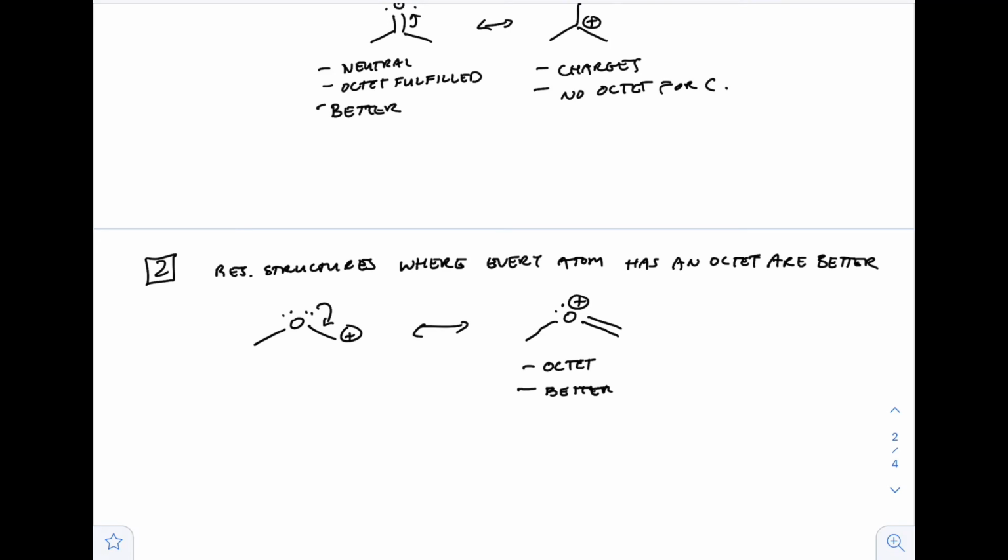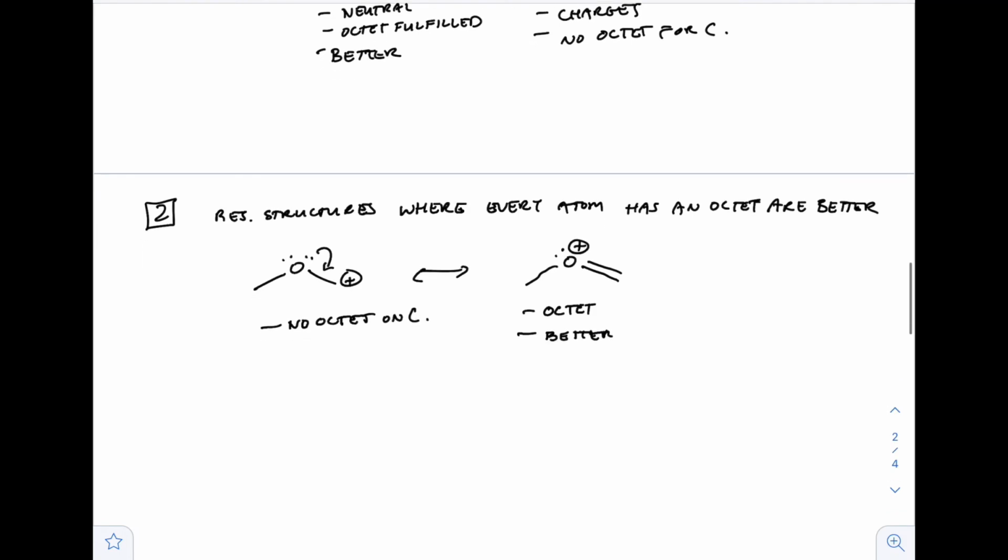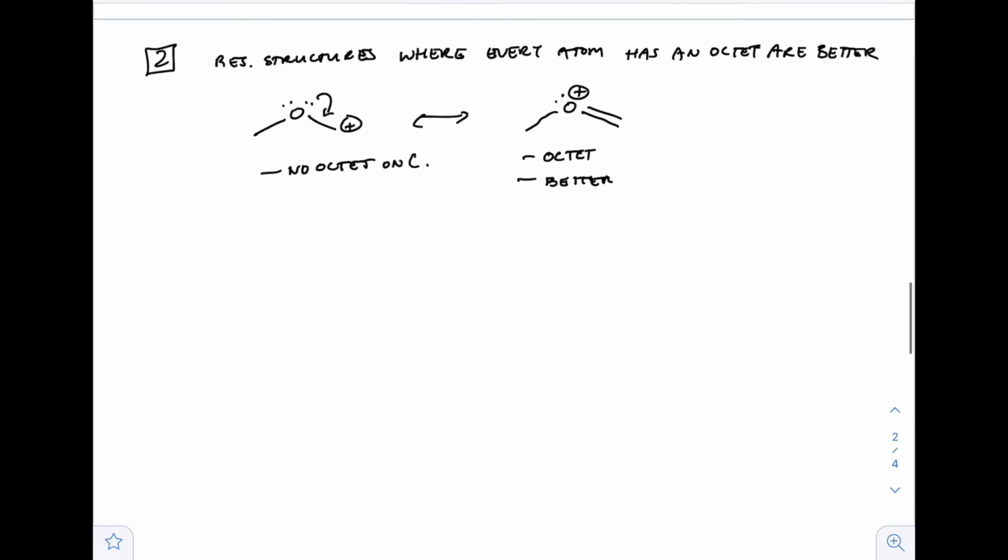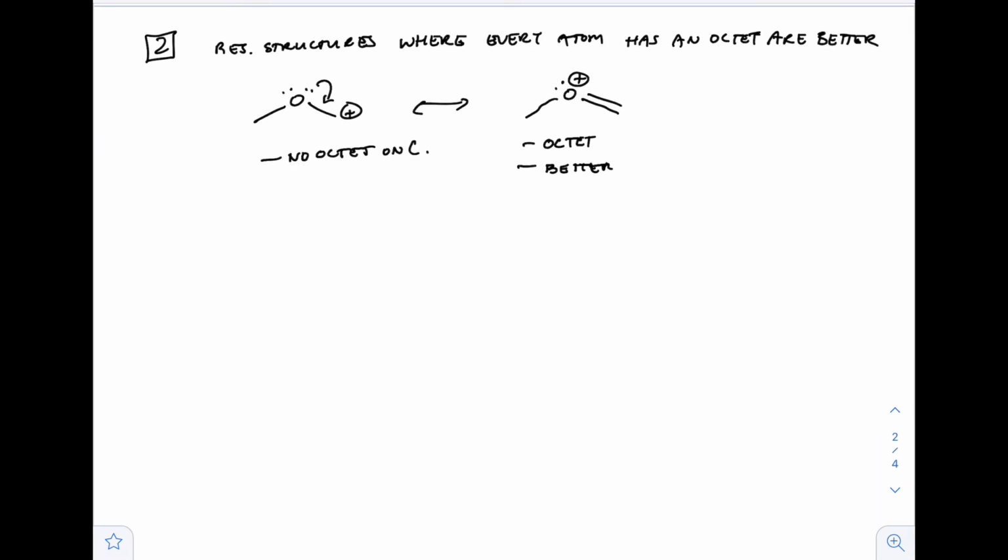I mean, think about it too. It also has more bonds, right? So it's following the rule above. This one doesn't have an octet. That carbon is charged and unhappy, it just wants to react, and it'll take the electrons from the oxygen real quick, and then they'll be happy.